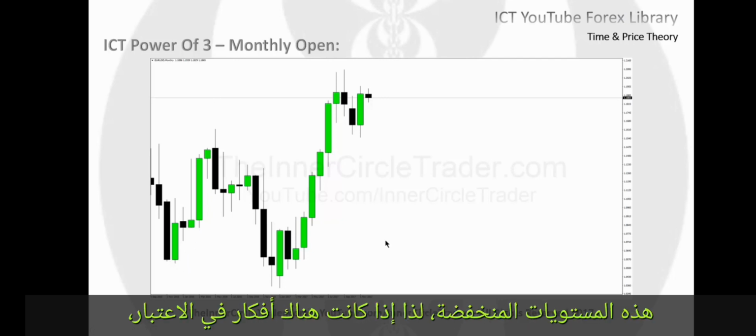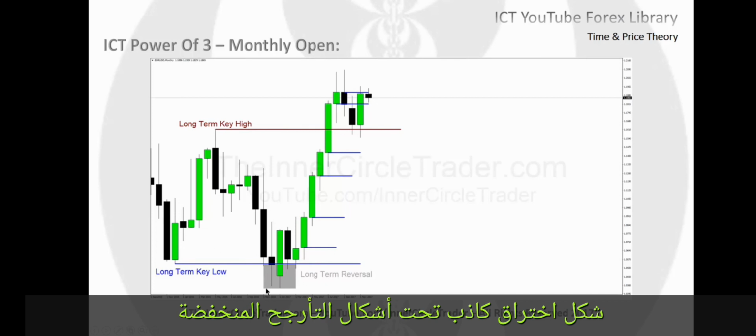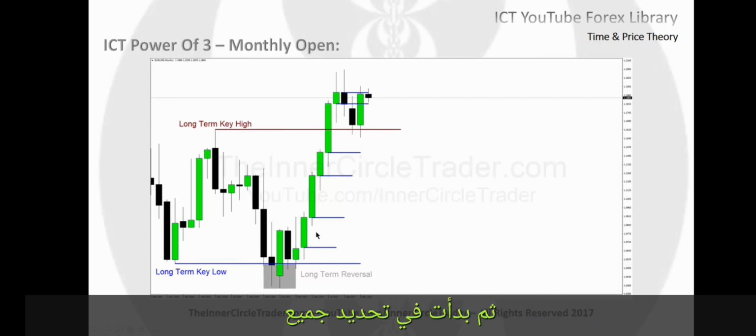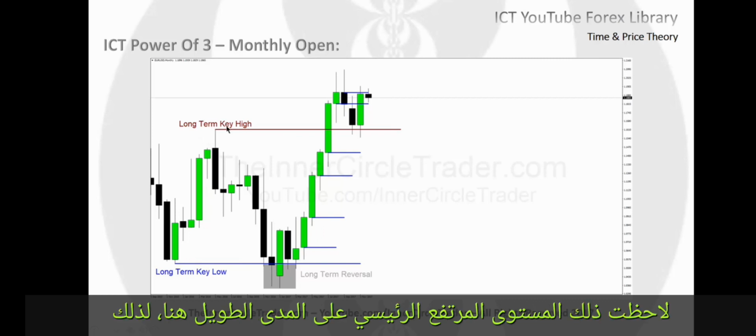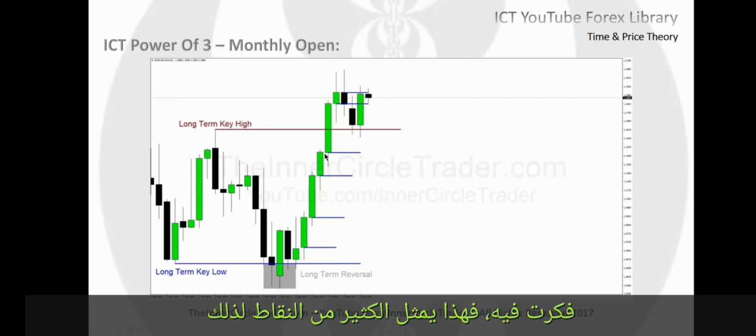So with those ideas in mind, let's add some lipstick to this chart. So now we have a long-term key low here, and we have a long-term reversal in the form of a false break below. Swing low forms, and then I started delineating all the opening prices on the subsequent months. So every one of these candles represents one full month's data. And then I noted the long-term key high here. So we would be looking for, down here, a move above this high, which if you think about it, that is a lot of pips.